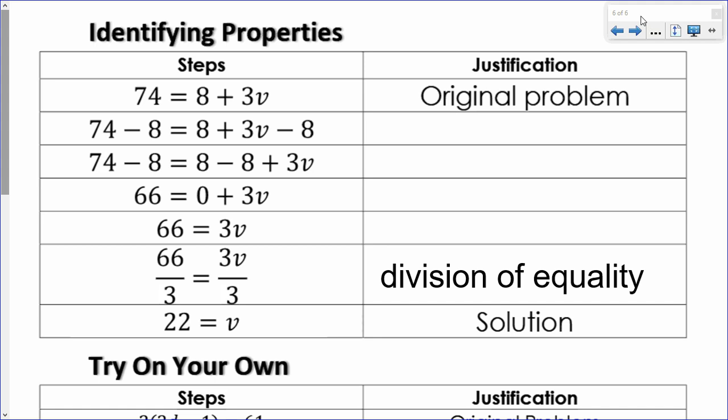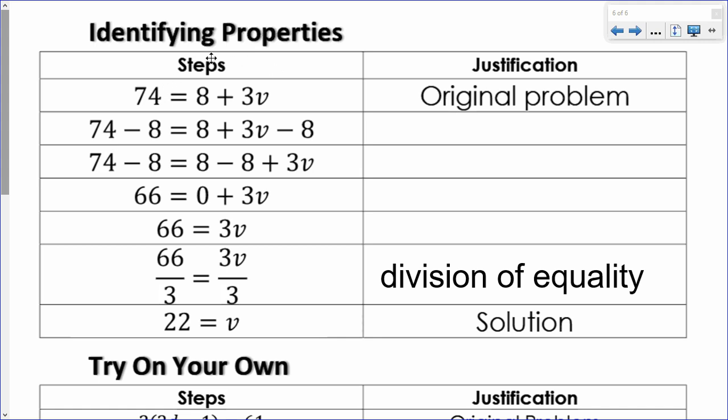Yay! So part of knowing the properties is being able to justify our steps. So a lot of the problems you're going to see is actually someone's already done all the work, but we have to give a reason why they were able to do that. Why could they subtract 8 from that side? Okay? And we use our properties to justify that.